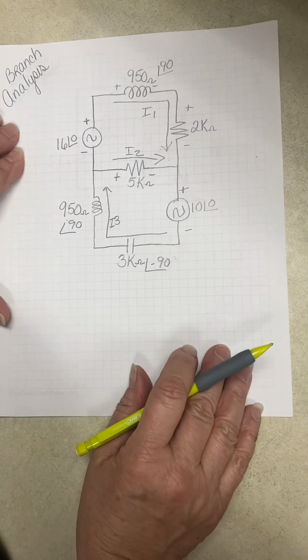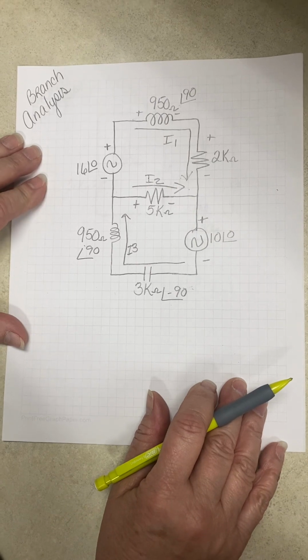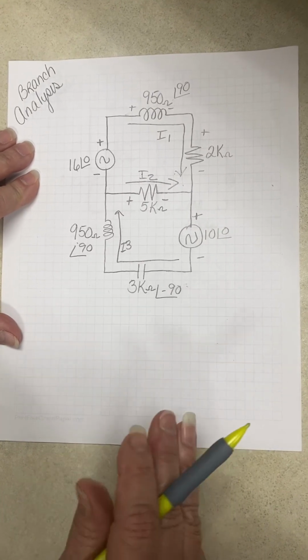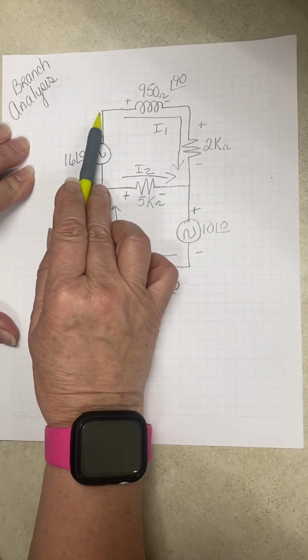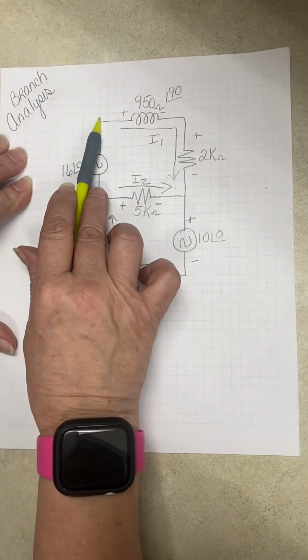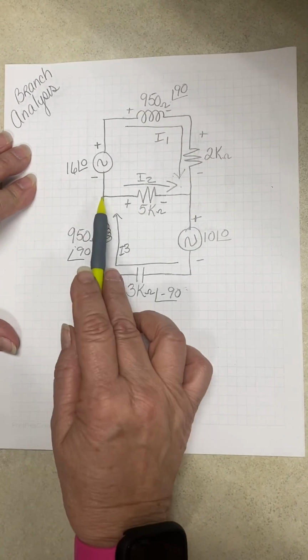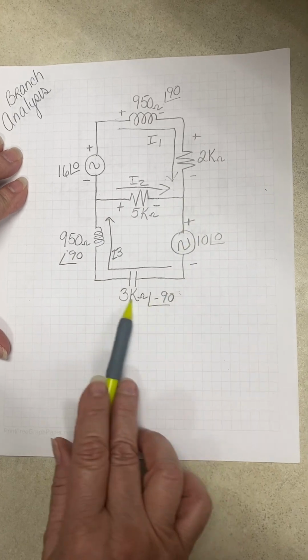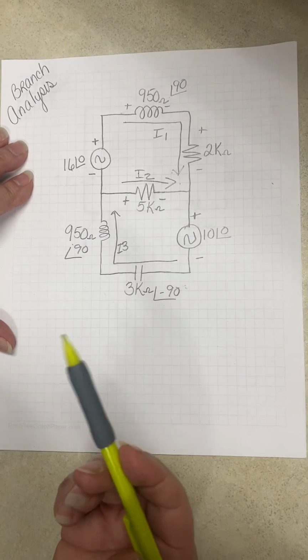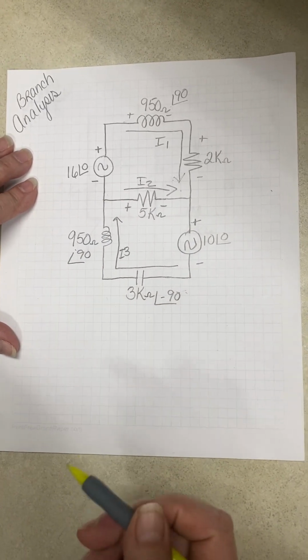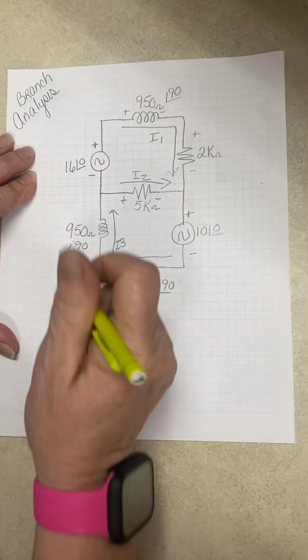Okay, so now we have to write our first equation. There's 3 equations, 3 unknowns. I'm going to start here and write everything around this loop. And then I'm going to start here and write everything around that loop. And then I'm going to have to do a KCL because we need 3 equations. So I'm going to start here.